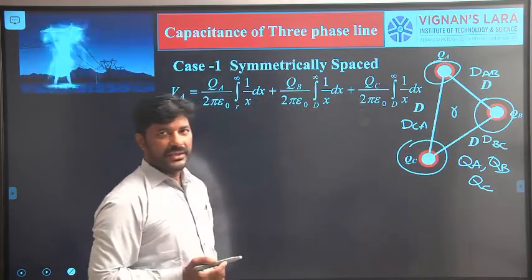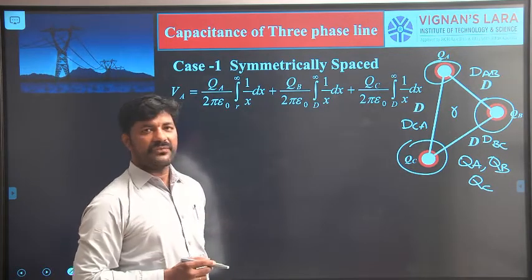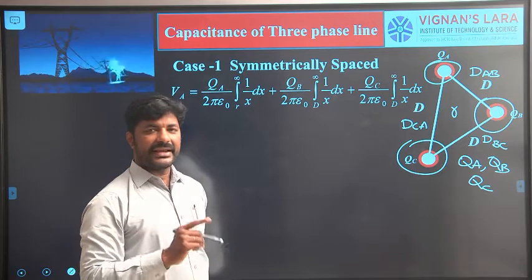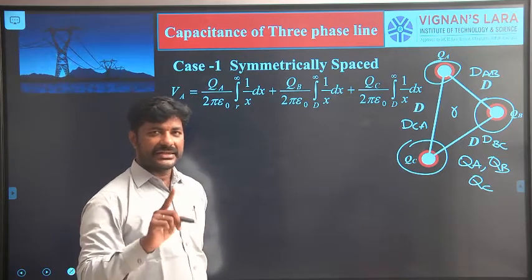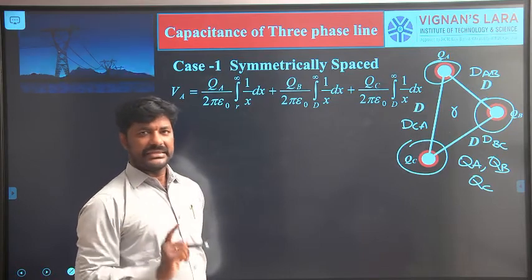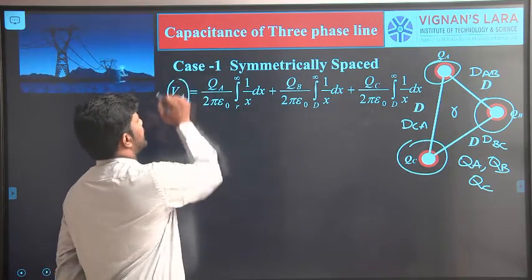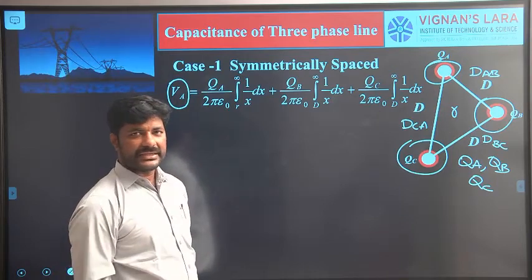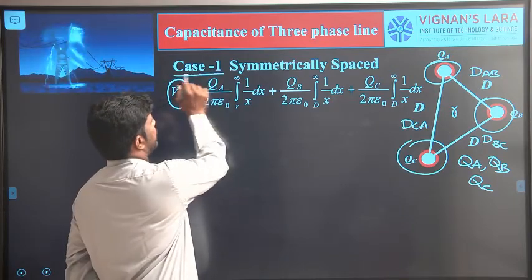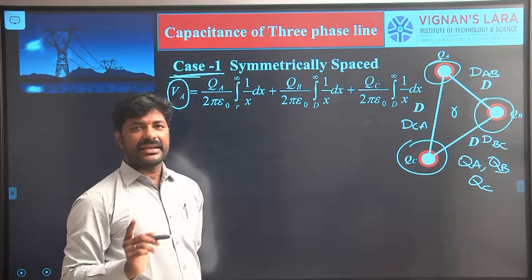I am interested here in calculating the potential of conductor A, from which I can get the capacitance of that conductor A. The same analysis is applicable for the remaining B and C also. Then how to write the potential of the conductor? To write it, I am taking case 1 in the same three-phase system, assuming that it is a symmetrically spaced line.